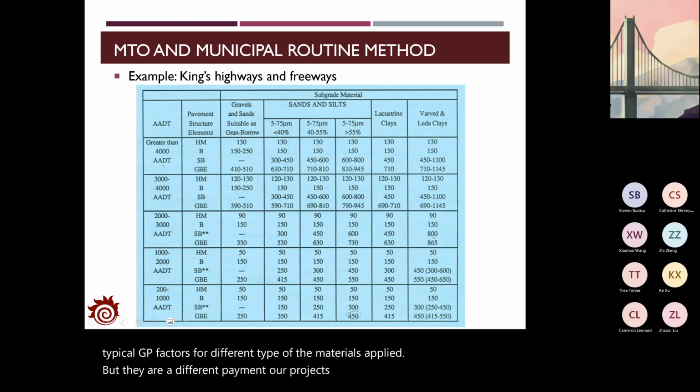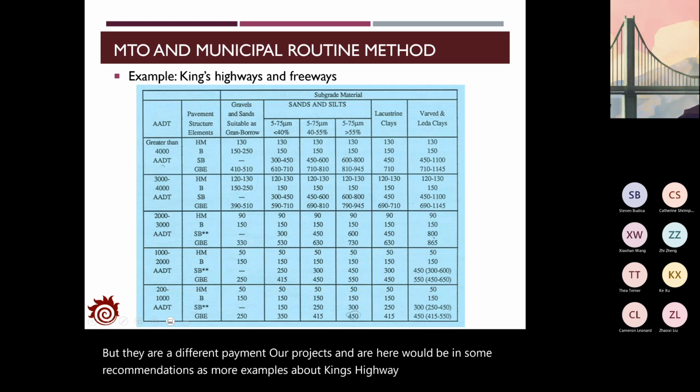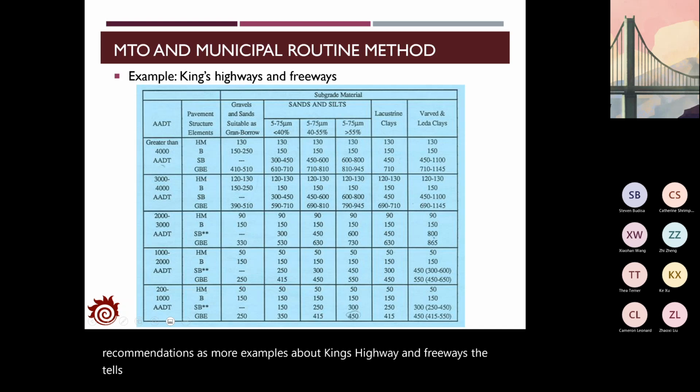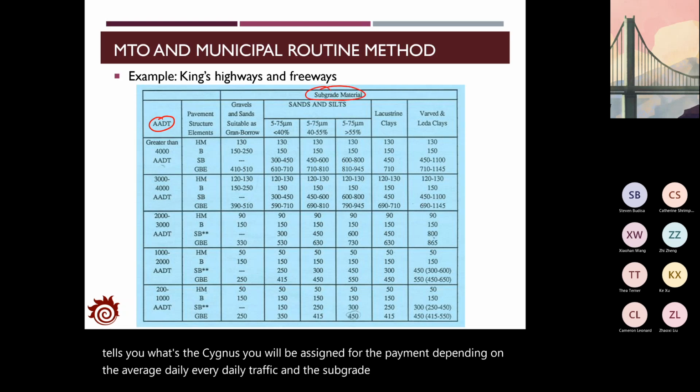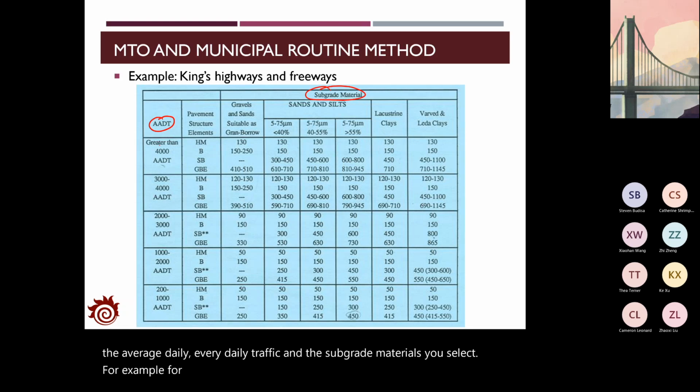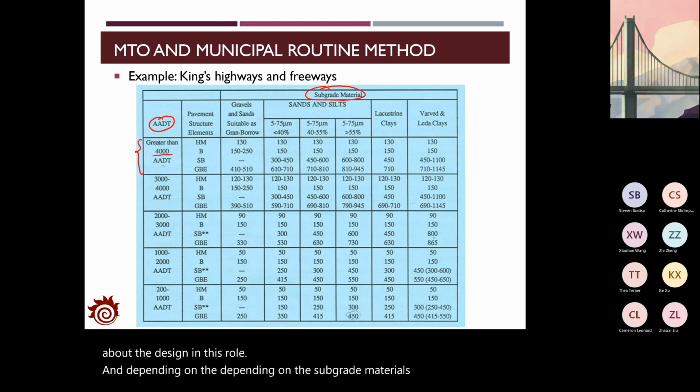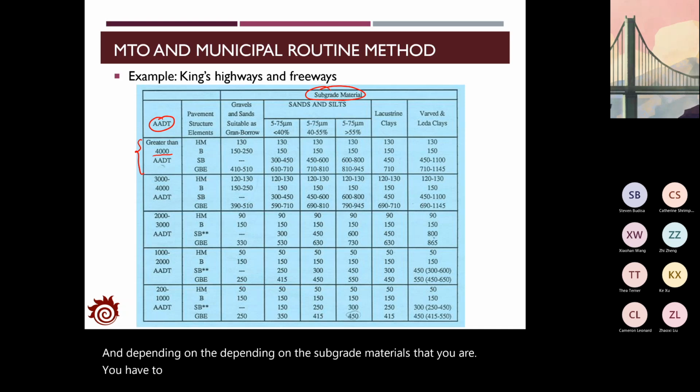And here are some recommendations. One example is about the Kings Highway and freeways. It tells you what thickness will be assigned for the pavement depending on the annual average daily traffic and the subgrade materials you select. For example, for ADT higher than 4,000 vehicles, then you need to think about the design in this row. And it depends on the subgrade materials that you have to select for the pavement design.